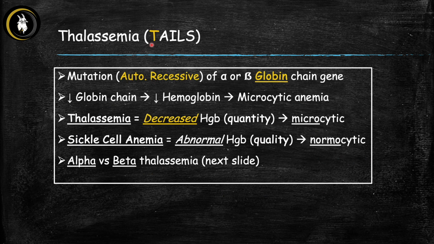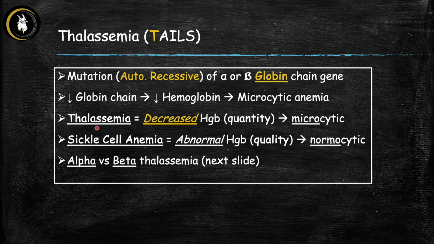All right, so let's talk about thalassemia. This is the T in our tails mnemonic. The problem with thalassemia is an inherited mutation. It's autosomal recessive, and the gene is either the alpha or the beta globin chain gene. So what's going to happen is that we're going to have decreased production of the globin chain, either alpha or beta. This is going to lead to decreased hemoglobin, which, as you know, is going to cause microcytic anemia.